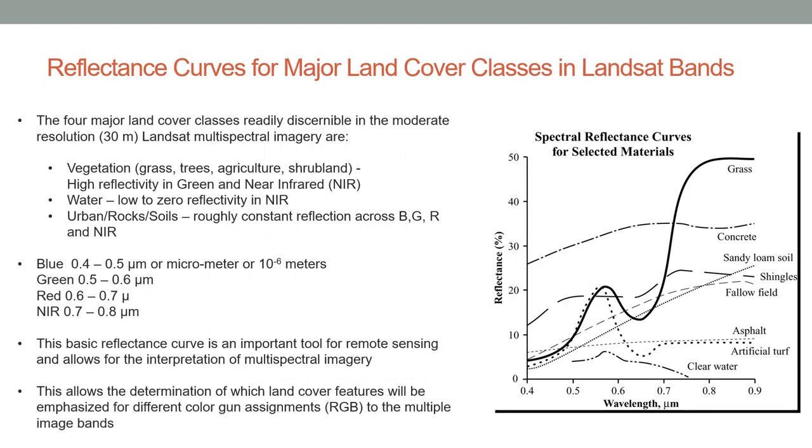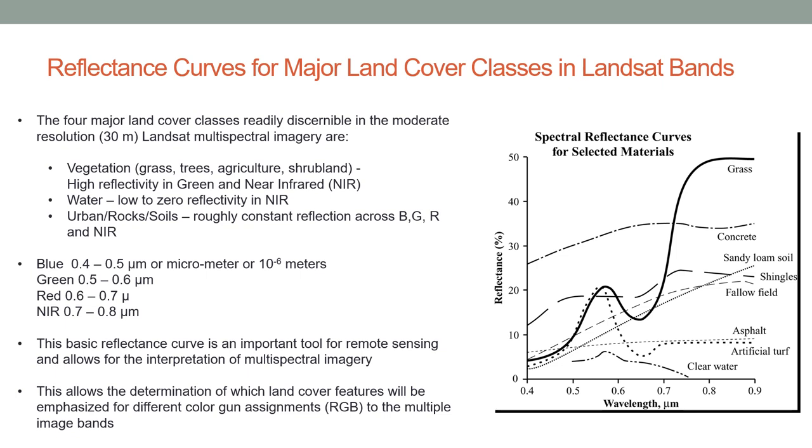So once again, let's focus back in on the reflectance curve and zoom in onto the region of great interest to us insofar as imaging by the Landsat satellites is concerned. So here we are looking at this reflectance curve that goes from 0.4 micrometers to about 0.9 micrometers. 0.4 micrometers is 400 nanometers. 0.9 micrometers is about 900 nanometers. You can see that the near infrared region begins from 0.7 to 0.8 micrometers.